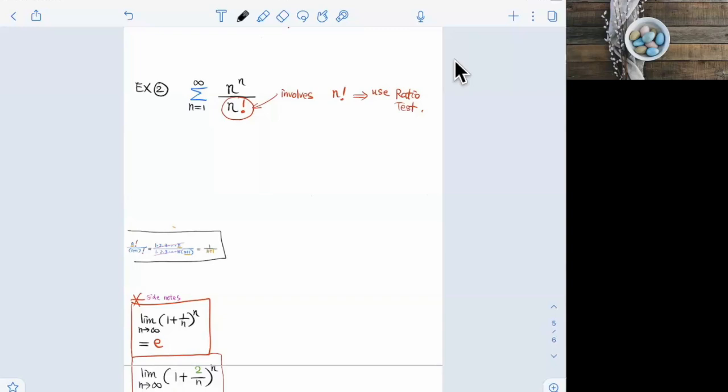I put it over here. This is final. The limit of that is e. As n goes to infinity, that goes to e. Is e greater than 1? Yes. E is about what? About 2.7, right? So it is greater than 1.